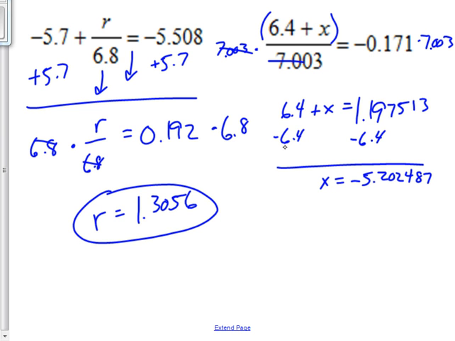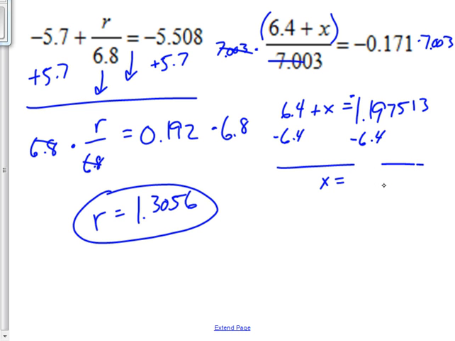All right, so again, this 6.4 is positive, so let's check this out here. Let's try this again. Let's do the 6.4 minus 1.197513. Okay, we get the negative 5.202487. Oh, I think what we need right here is this actually needs to be negative because this is a negative times a positive. Okay, and that's going to change this number down here when I add.